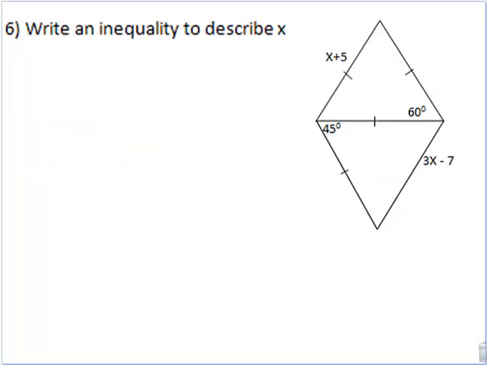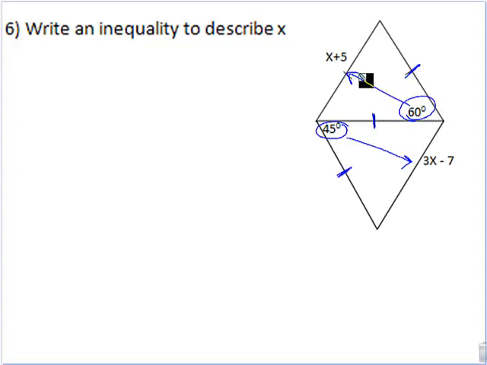All right. Write an inequality to describe x. So here we need to find sides that are congruent. So what do you notice on our diagram? They're all congruent. Okay, so we have some that are already congruent. So here we have those two are, and we have the angle in between them and the side opposite. And over here, which angle do we have? 60, so we're going to look at the side opposite of that one.